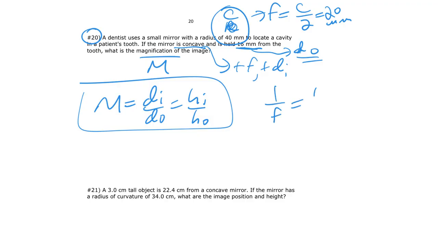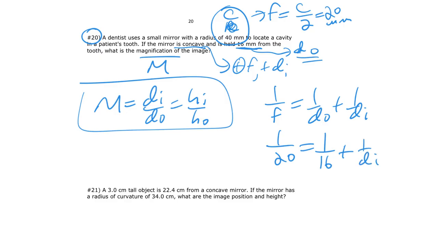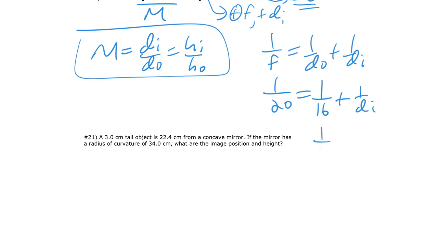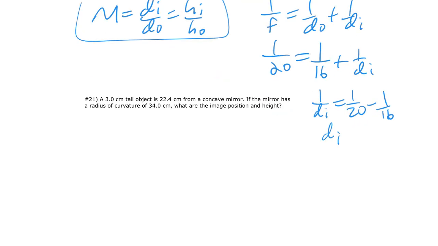1 over F equals 1 over DO plus 1 over DI. So 1 over positive 20 equals 1 over the distance of the object, which is 16 millimeters (the distance of the object is always positive), plus 1 over the distance of the image. So 1 over the distance of the image equals 1 over 20 minus 1 over 16. So DI is equal to negative 80 millimeters.